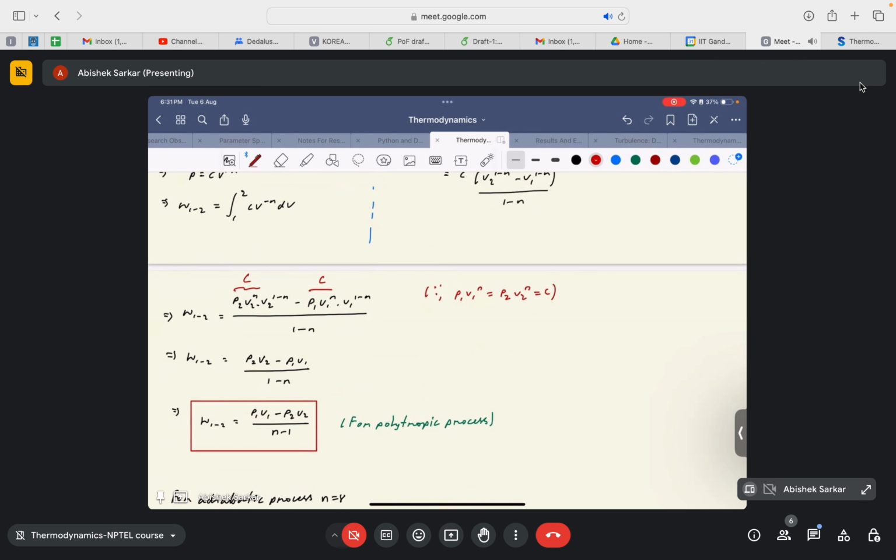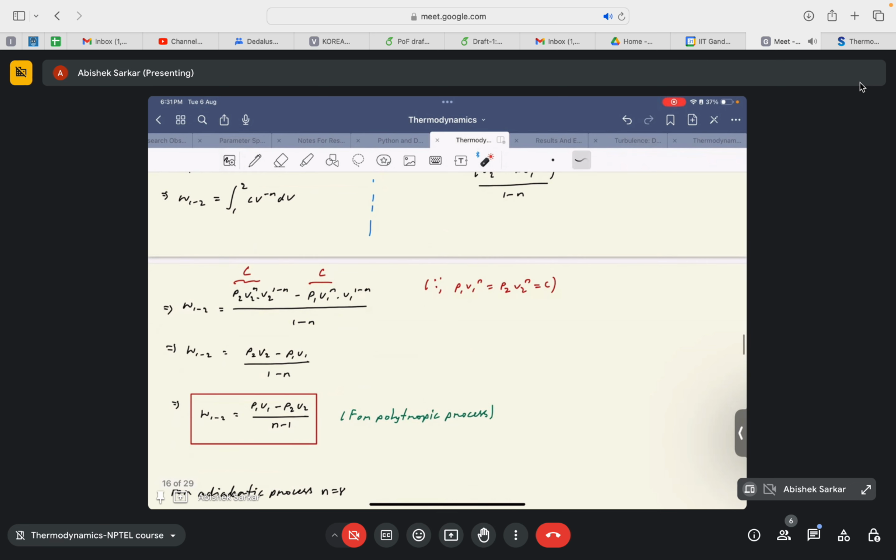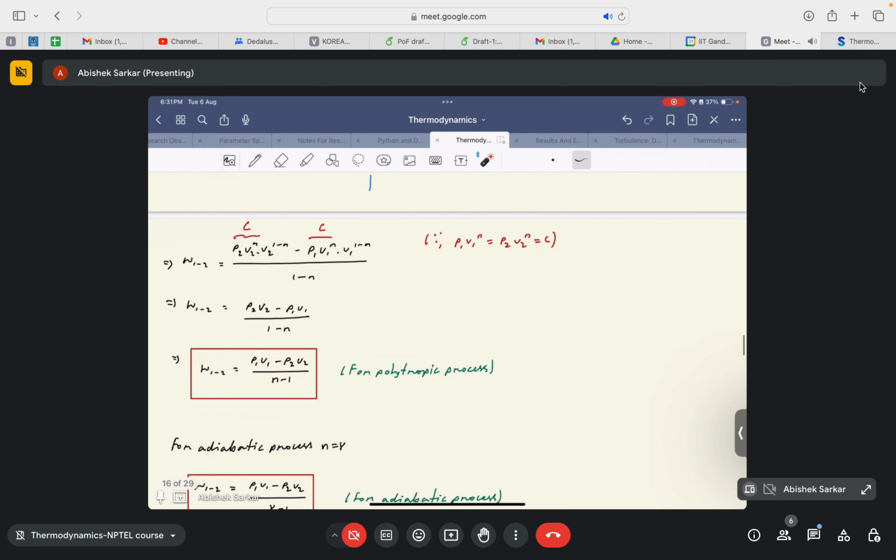Then after we substitute these values in the equation, we will get that work done from 1 to 2 is equal to p2 v2 minus p1 v1 divided by 1 minus n. If we multiply by a negative sign with both the numerator and the denominator, we will get work done from 1 to 2 as p1 v1 minus p2 v2 divided by n minus 1. Okay, this is for a polytropic process.